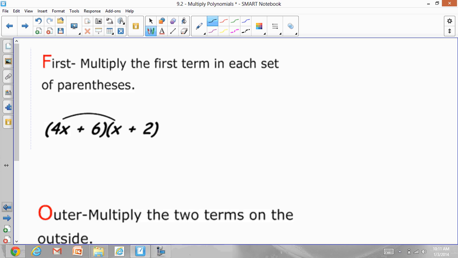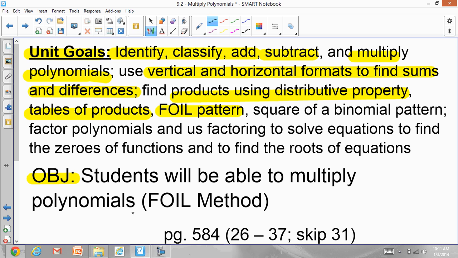Now, the same one where you're multiplying polynomials, you can also multiply using another method, which is called the FOIL method. You can either use the table method or the FOIL method, whichever is convenient to you to get the correct answer.